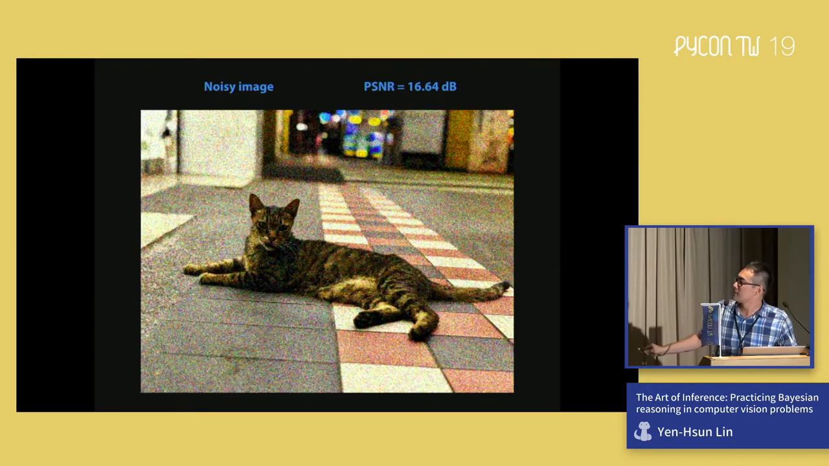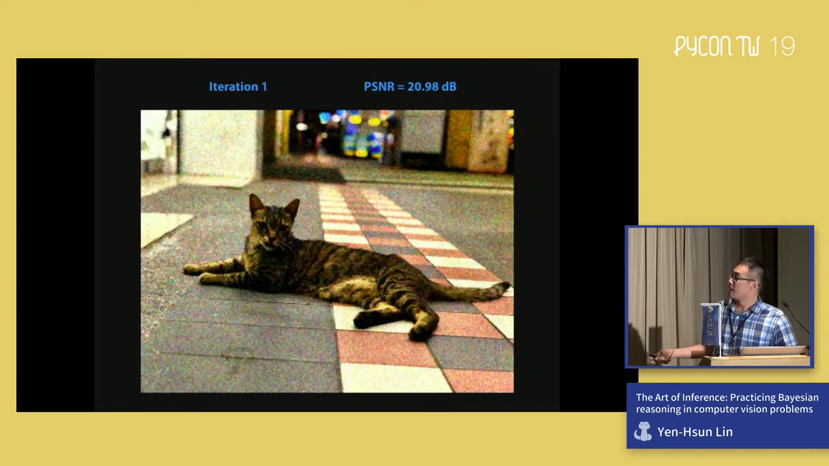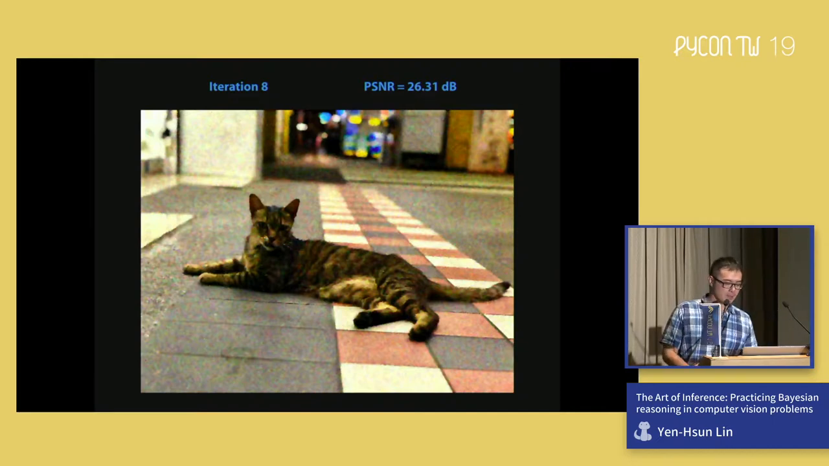In the beginning, we have a noisy picture, and by sending this noisy picture into the denoising process, we hope that the underlying clean picture, or at least some features and structure of the original information underlying this noisy image, can be reproduced with multiple iterations. So this is after iteration one, iteration two, and iteration eight. After eight iterations, the PSNR is significantly improved from 16 to 26. And you can see this high frequency noise is a little bit smeared through our denoising process.